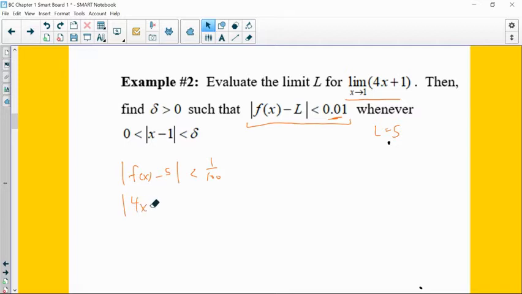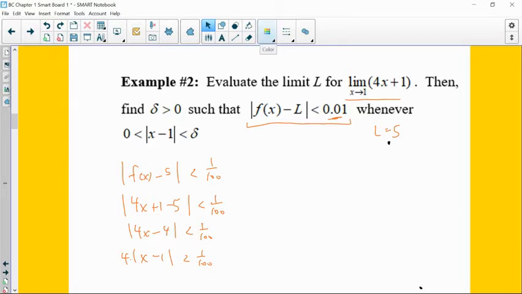That's 4x plus 1 minus 5 is less than 1/100th. And then we could simplify that to 4x minus 4 is less than 1/100th. And now I'm going to divide out the 4. So I'm going to take out that 4, factor it out, because remember, I'm trying to create a distance around the limit value, which is 1. And so this is our goal right here.